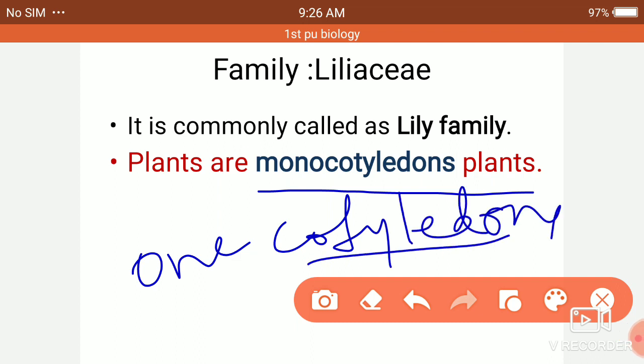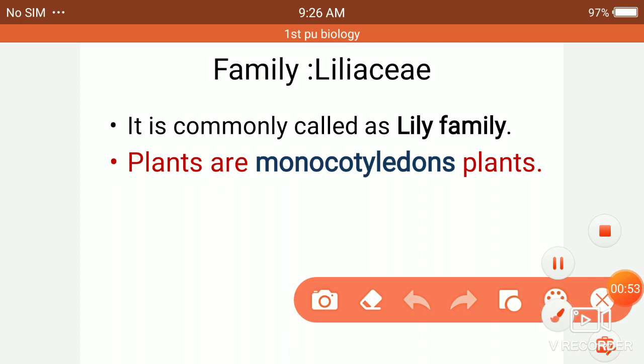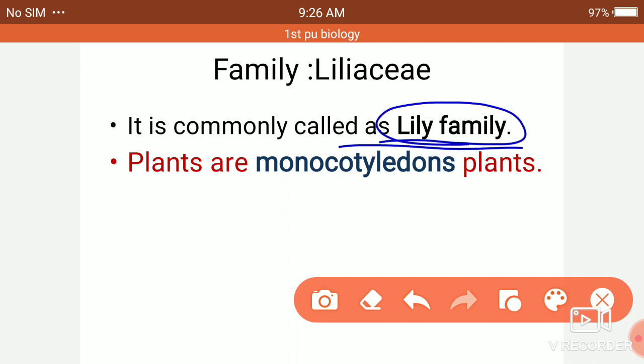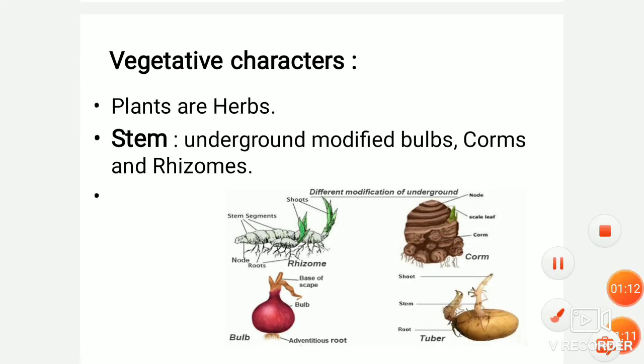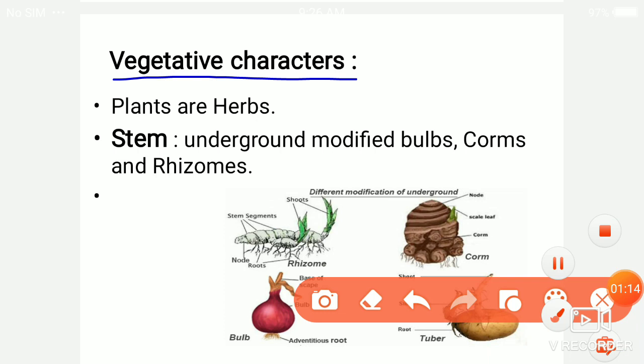This family is also called the lily family, because one of the plants in this family is the lily plant. If you see the characters of this family, generally we first study the vegetative characters, then we study the floral characters. Let's start with the vegetative characters. What is the meaning of vegetative characters? That means the characters of the vegetative parts of a plant.